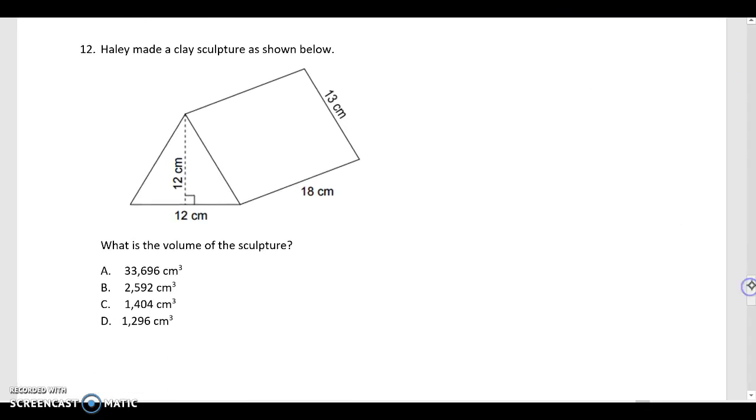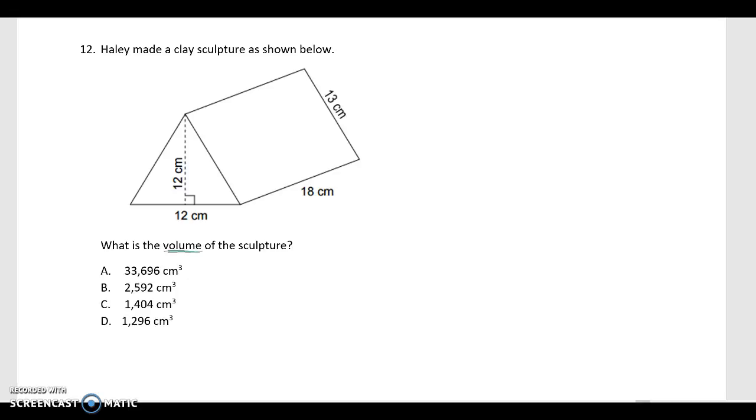Okay, problem number 12. Haley made a clay sculpture as shown below. What is the volume of the sculpture? Okay, so we know we're looking for a volume. And first question you always want to ask yourself, is it a prism or a pyramid? So remember, a pyramid, all the sides come up to one point, and on a prism they do not. They come up to an edge. So that's the first question you're going to ask yourself.